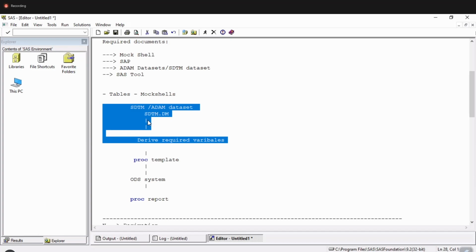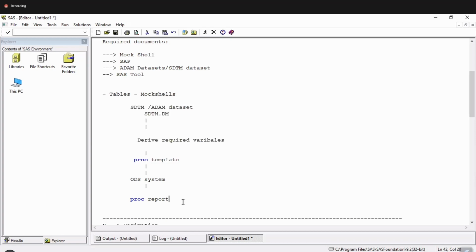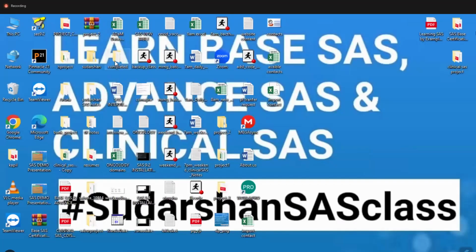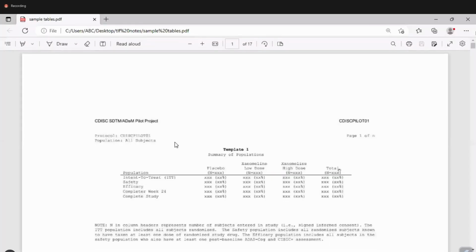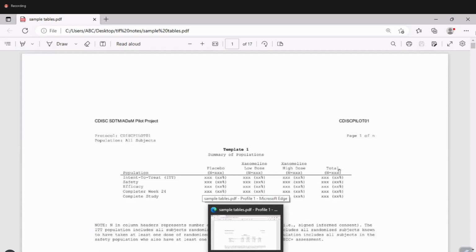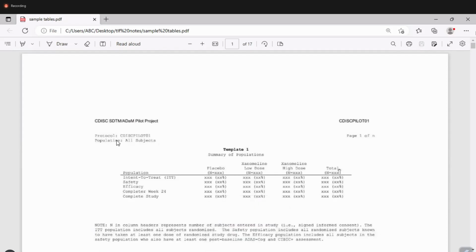Only the major difference will occur here. Listings were so easy; you just have to give the required variables. But for tables, you have to do a little bit of derivations. So what type of derivations will we do? Let me show you one mock shell, then you can understand. See, for example, this mock shell. This is one mock shell on a safety table.